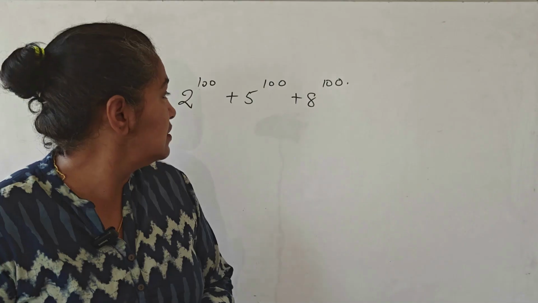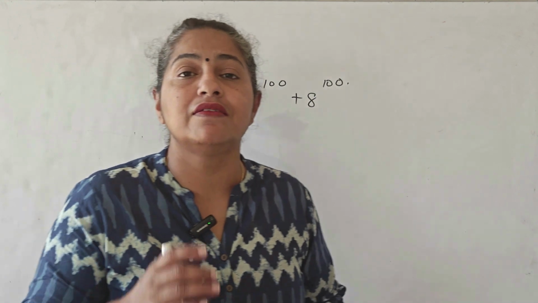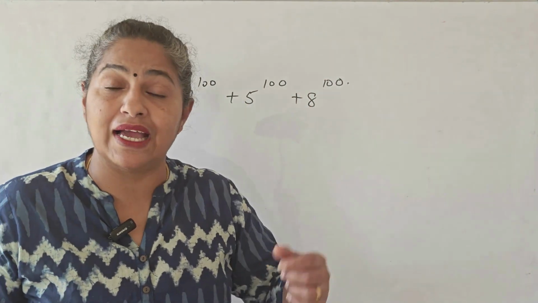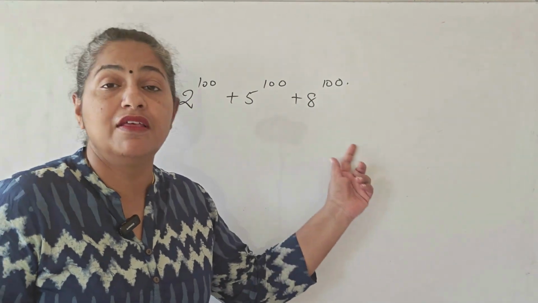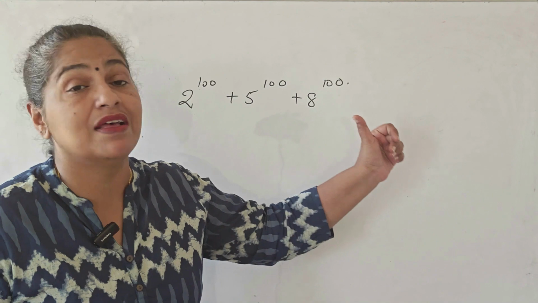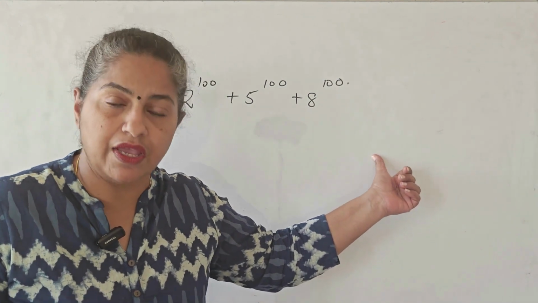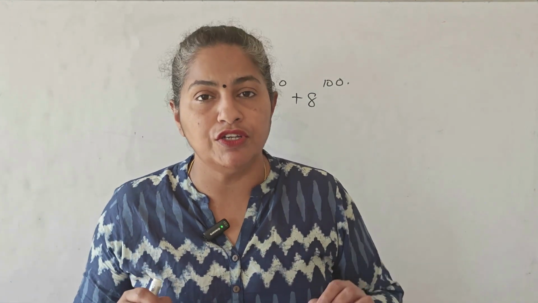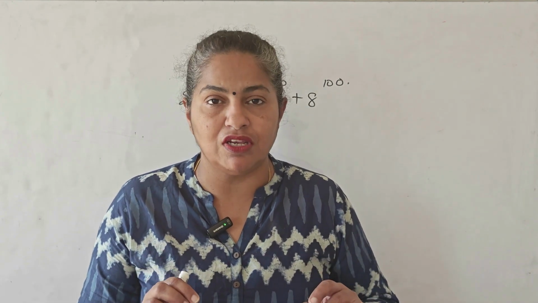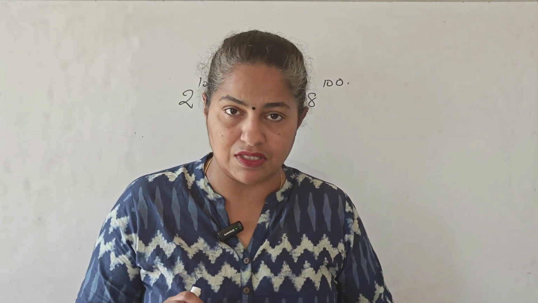So now let us start with the first question. The first question is, find the digit in the units place of the number that results from this particular combination: 2 raised to 100 plus 5 raised to 100 plus 8 raised to 100. Now I told you that in order to do this problem, all you need to know are the multiplication tables of the counting numbers.